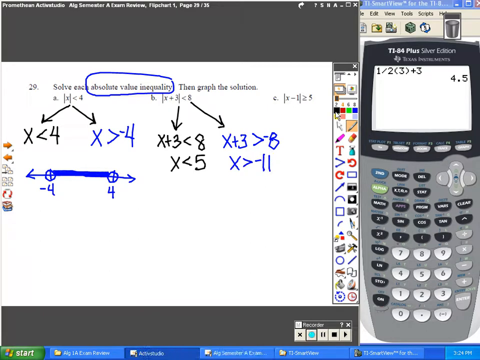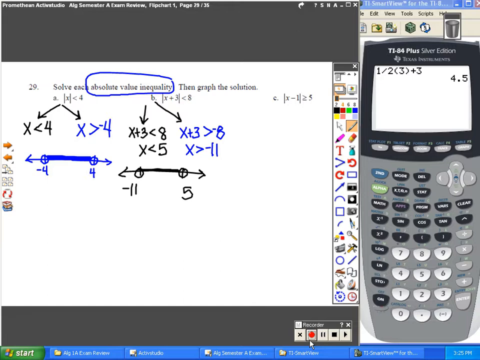Now, to graph this puppy, you put a negative 11, because that's smaller, on the left, and you put a 5. These are both open circles, and x has to be less than 5 and greater than negative 11. So you color between those 2 points.